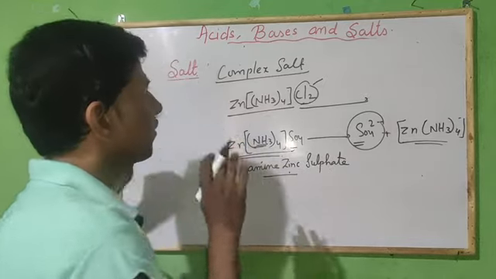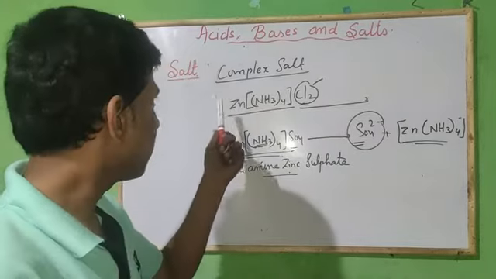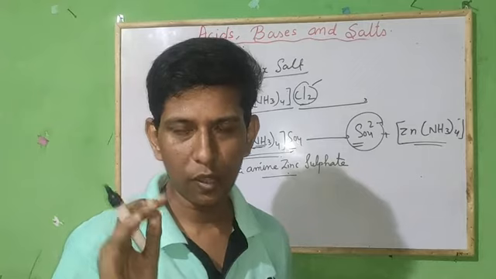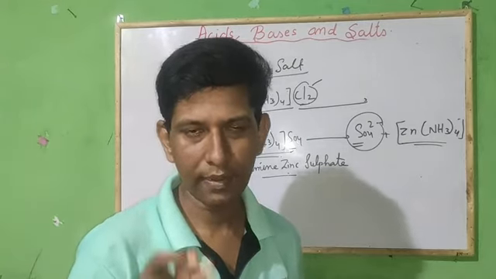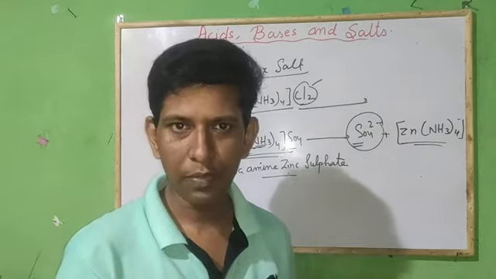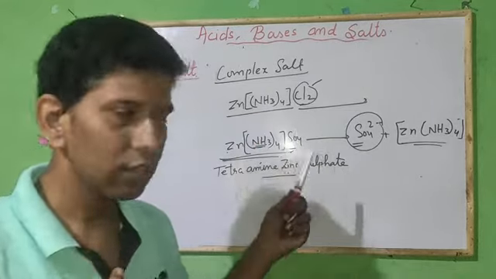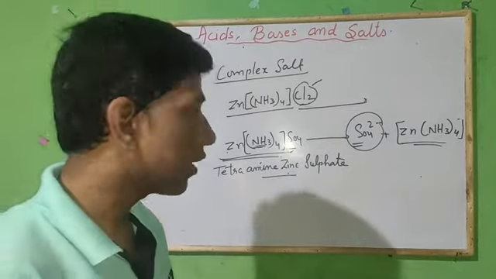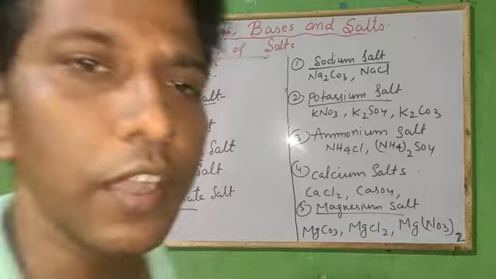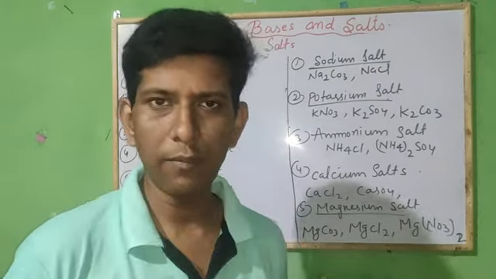Clear? So always keep in your mind the different types of salt we have discussed. The first is normal salt, second acidic, third basic. Next we have discussed mixed salt. Then we have discussed complex salt and double salt. This basic salt we have discussed. Clear? Okay children, now we will discuss the family of salt.